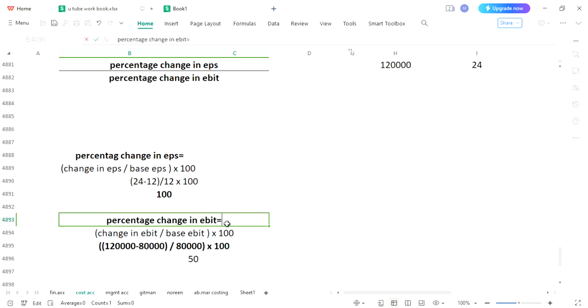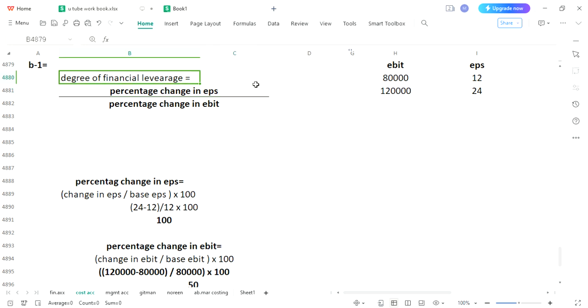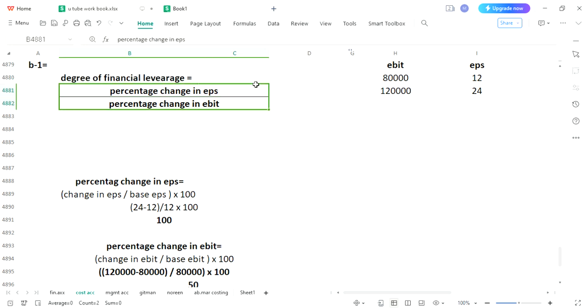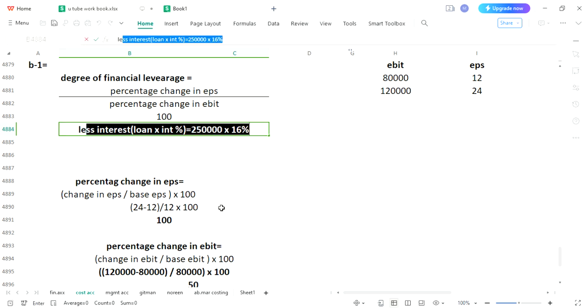Both have been calculated, and now we can put it on our formula. So let's get back to the actual question. This is percentage change in EPS divided by percentage change in EBIT. So percentage change in EPS was calculated 100, and you need to divide it with percentage change in EBIT, which was 50.